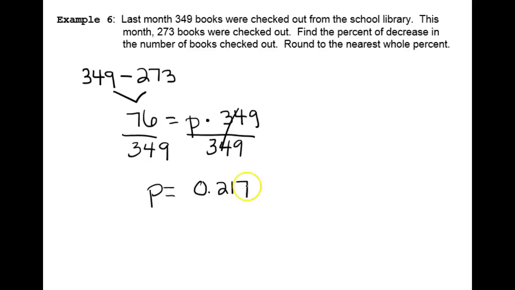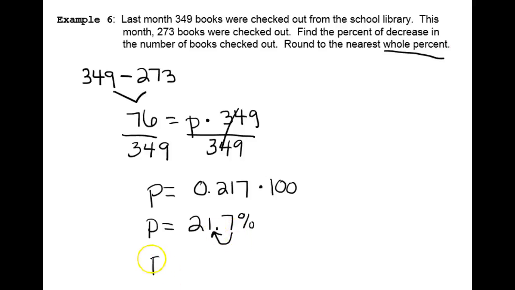0.217. To change it to a percent, we want to multiply by 100. So that would be 21.7%. However, in the directions, it said round to the nearest whole percent. So as a whole number, the 7 would actually round the 1 up. So this would be a 22% decrease.